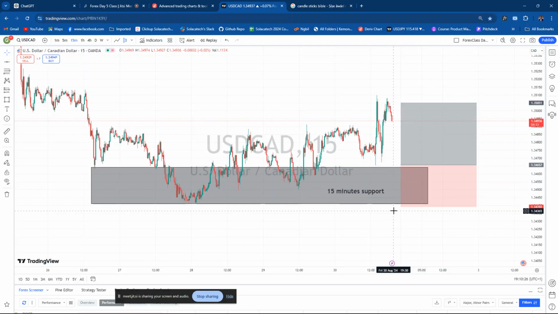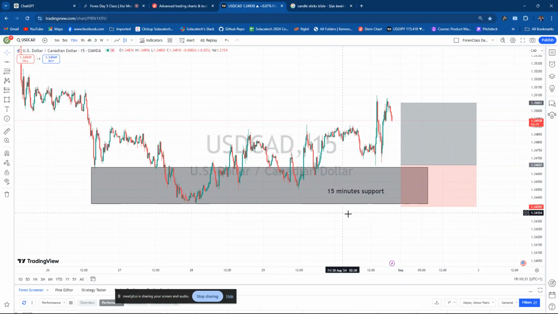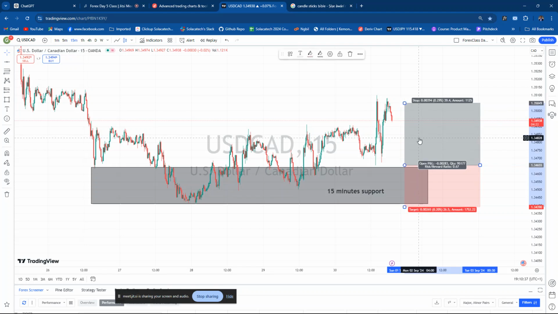I don't know if you get the essence of support and resistance. Yes, sir. So it's going to take a while for you to break through this axis to take your SL out. So that's what it actually means.